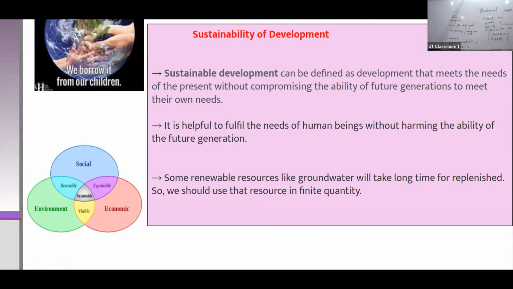Sustainability. Sustainability means what, to sustain? Why? Why are you tickling up? Okay, so what is the meaning of sustain?